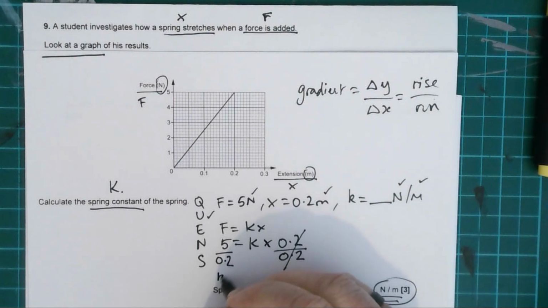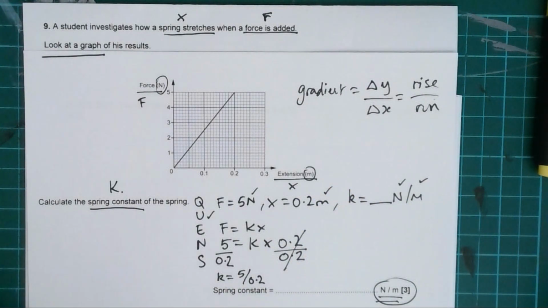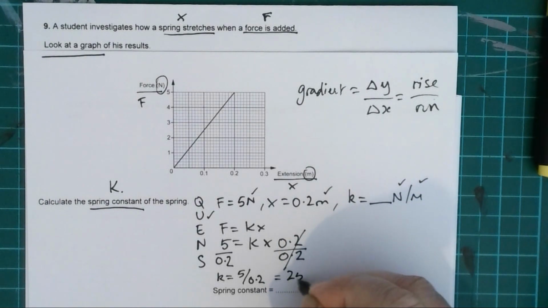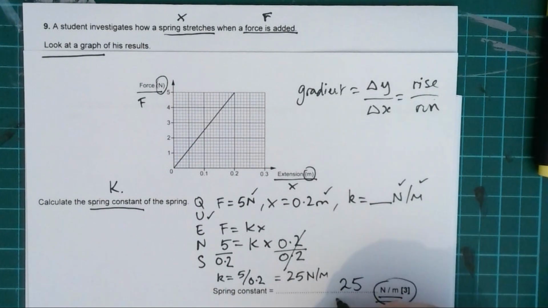I could write that out again here. I'm writing bigger than I normally would just for the video really, so obviously you'll have a bit more space if you're not writing quite so big as me. 5 divided by 0.2 equals 25. And it's going to be 25 newtons per metre. I'm going to put my answer on the answer line here and underline it just to show the examiner that that is my answer. 3 out of 3. Happy days.